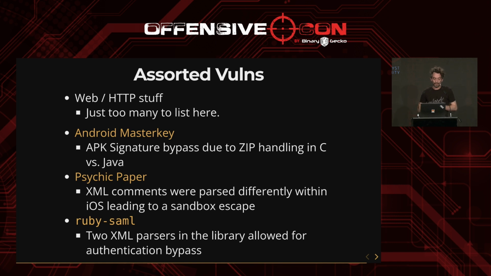And Ruby SAML was relatively recent, disclosed earlier this year. There were 2 XML parsers in a single library, Nokogiri and REXML. And those handled things differently, and then you could basically have a signed XML document where the signature points somewhere else, and you could freely choose the rest of the document, and the other parser would think, oh, the document is signed. It was really beautiful.